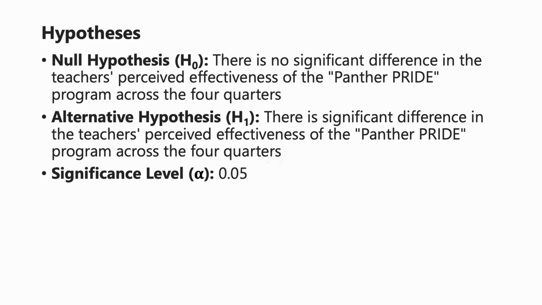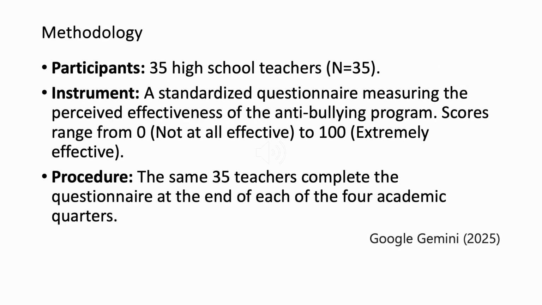On the other hand, the alternative hypothesis suggests that there is a significant difference, meaning teachers' perceptions changed over time, possibly improving or declining as the program progressed. To test these hypotheses, we're using a significance level of 0.05. This means we're allowing a 5% chance of error in rejecting the null hypothesis. If our p-value falls below 0.05, we'll consider the change in perception statistically significant and reject the null hypothesis in favor of the alternative. Let's now look at how the study was conducted.